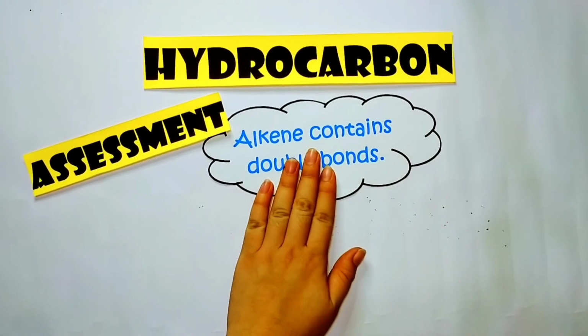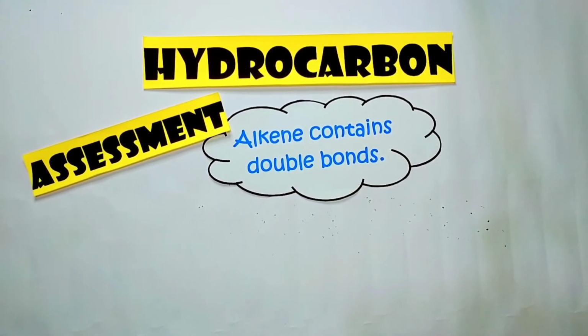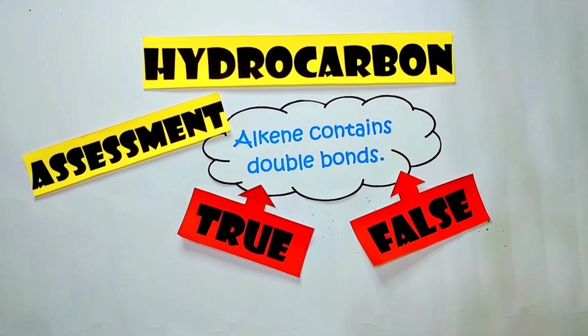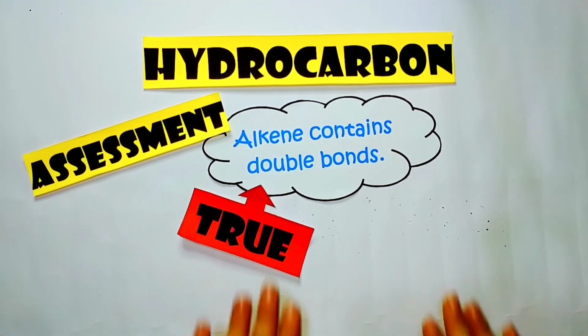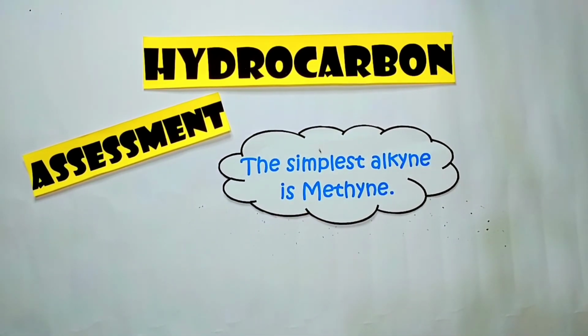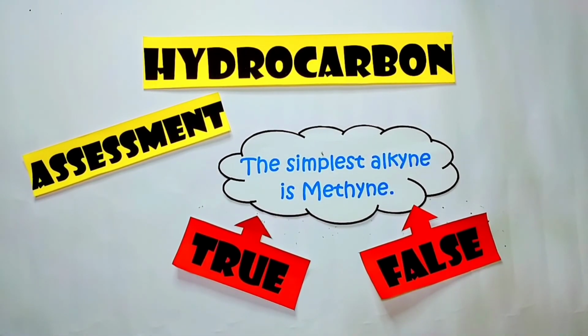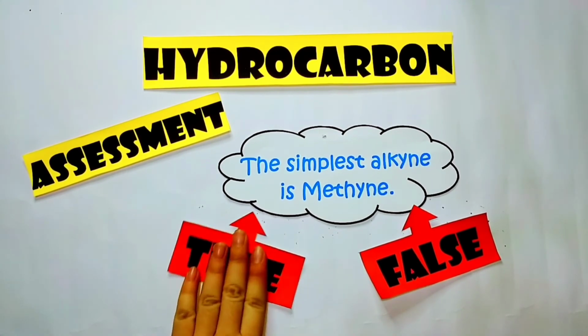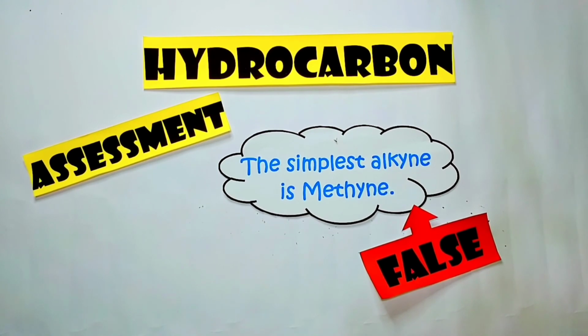Alkene contains double bond. True or false? The answer is true. The simplest alkyne is methane. True or false? The answer is false. The simplest alkyne is ethyne.